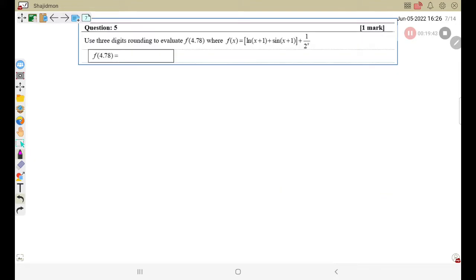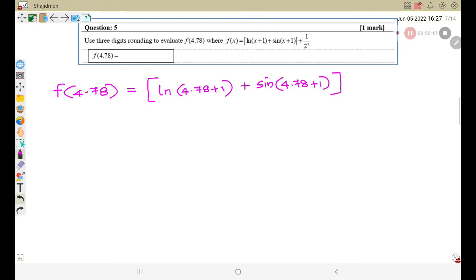Okay, now we will go to question number 5. Use 3 digits rounding, evaluate f value at 4.78. Okay, we need to calculate f value at 4.78. Use 3 digits rounding. So just substitute in f of x. f of x equal to ln of (x number, which is 4.78, plus 1), plus sine of (x number, 4.78, plus 1), plus 1 over 2 power 4.78. Okay, now the calculation we will do separately.